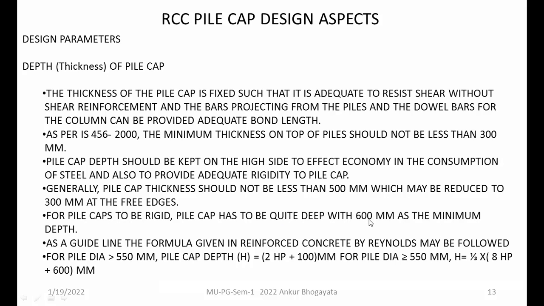So there are three criteria we can see, suggested by different code provisions. Even the British standards or the American standards suggest that if the behavior is expected to be the rigid one, you should go for 600 mm. So you take a wise decision while you are deciding the depth of the pile cap if the load is not significant. Sometimes the loading governs the thickness, or the bending even governs the thickness if the pile spacing is large. But otherwise, you have to follow the standard values. So in our view, the standard value will be minimum 500 mm.